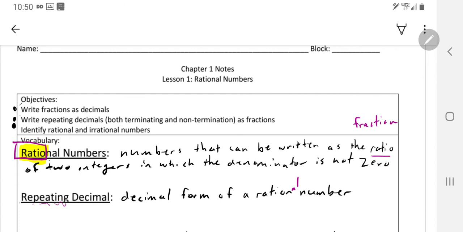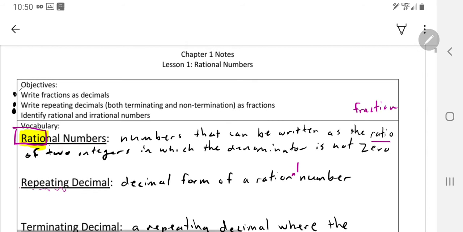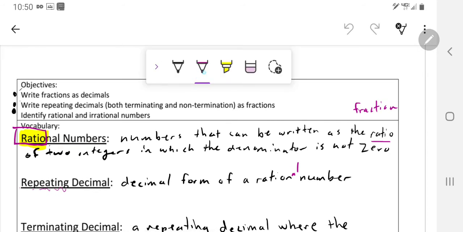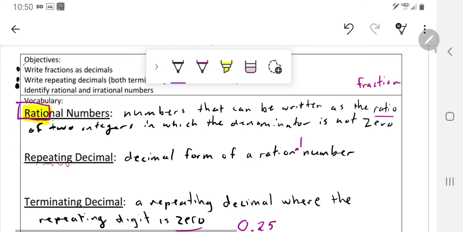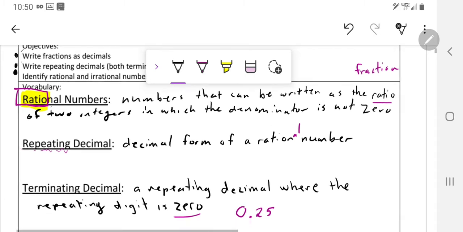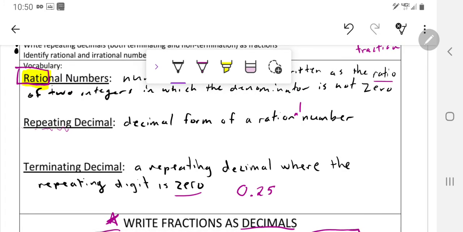All right, just a quick review. We're talking about rational numbers, and you know that special word hidden in there, ratio. Rational numbers are numbers that can be written as a ratio of two numbers, like a fraction. All right. Repeating decimals. All rational numbers can be written as repeating decimals.